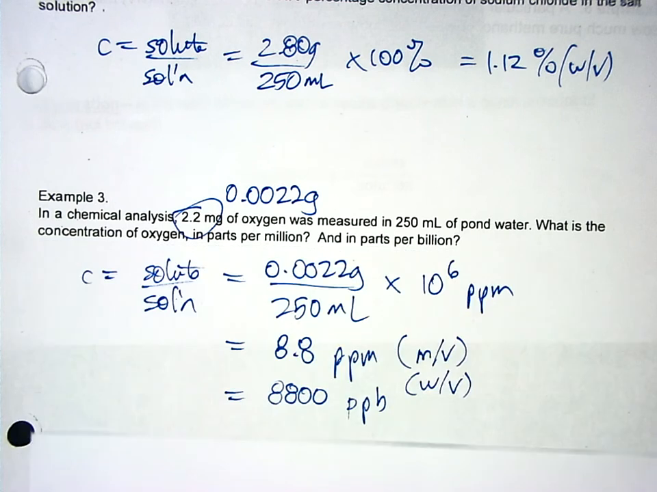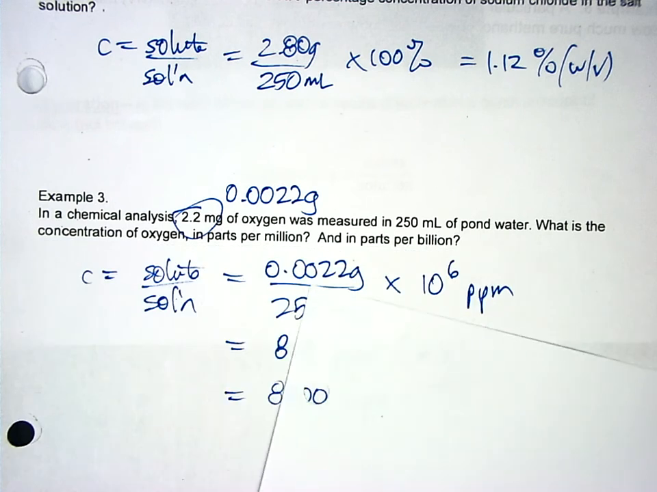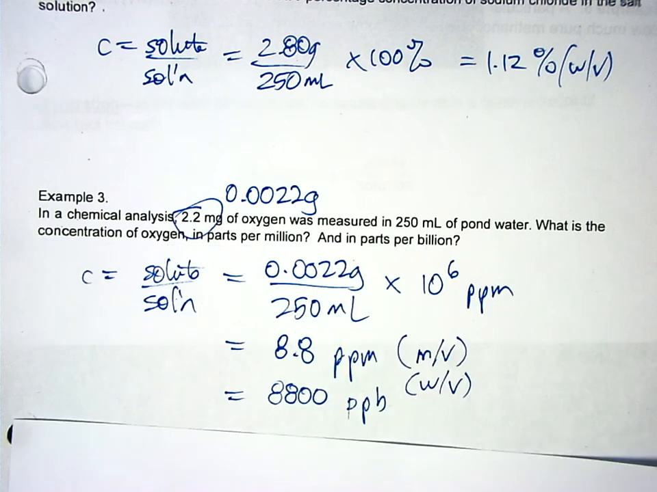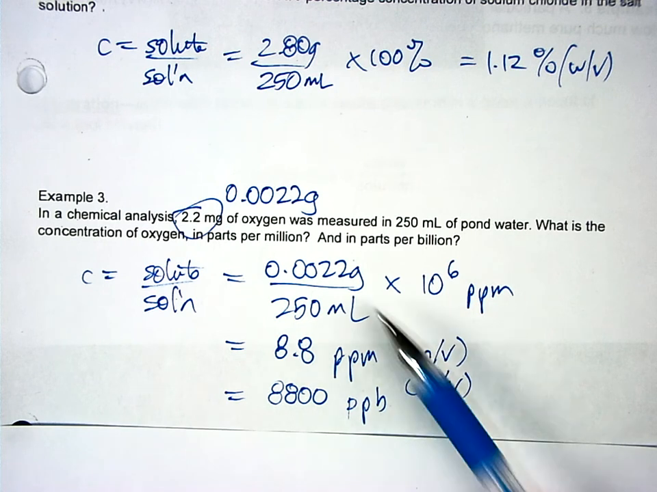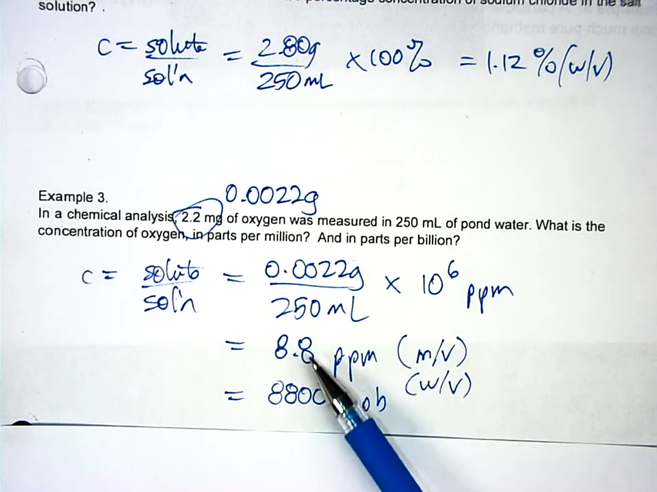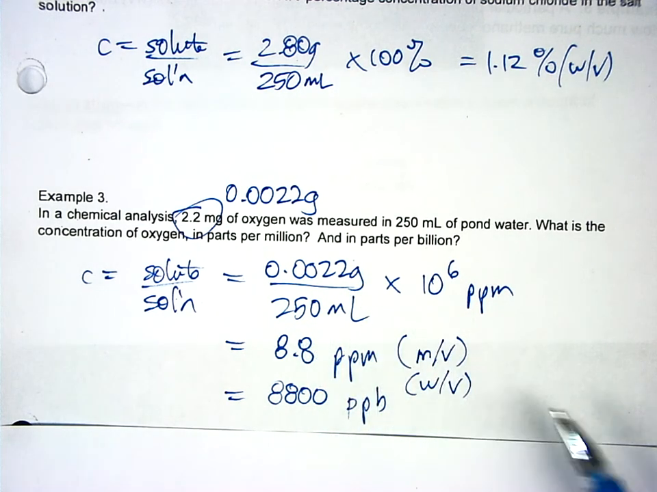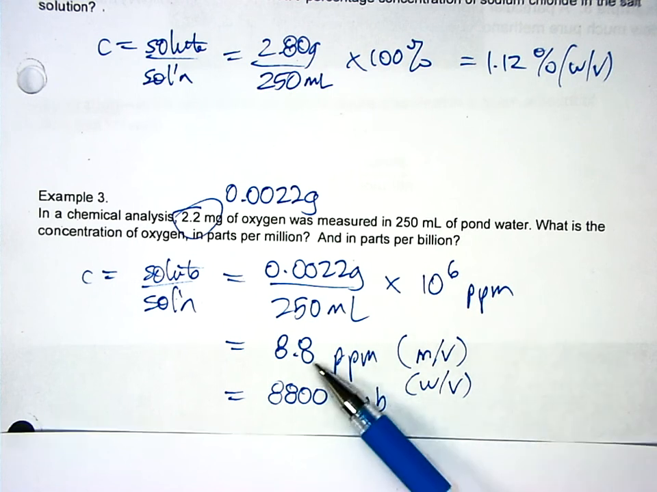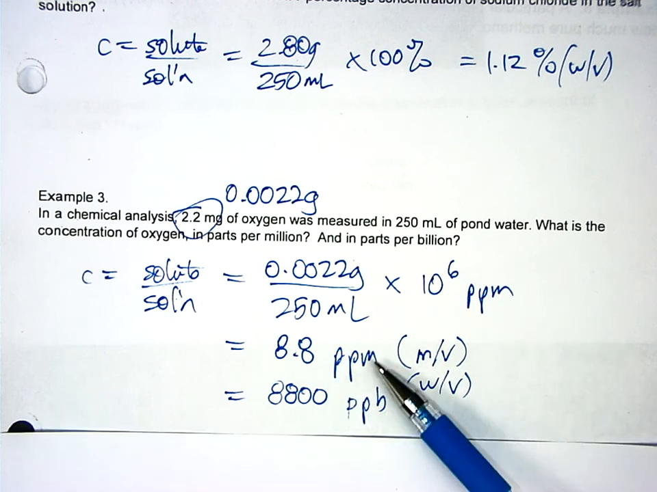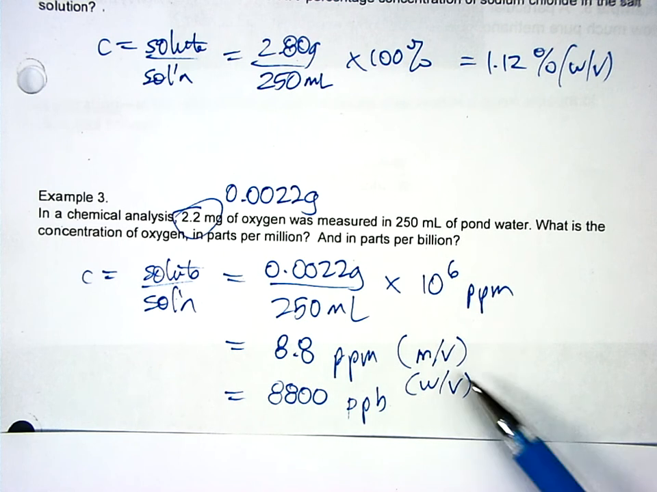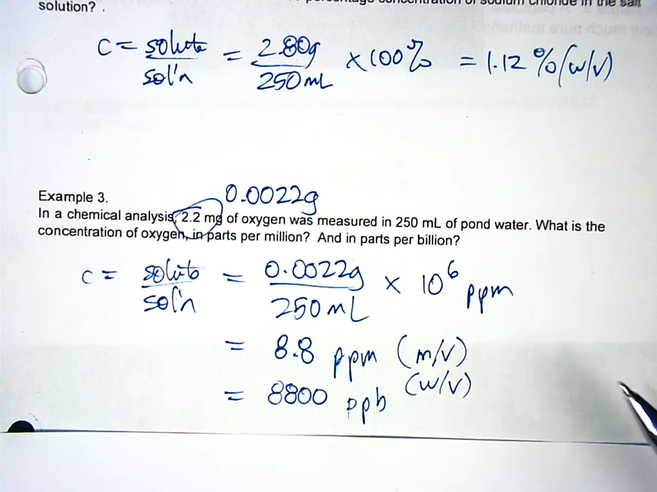Okay, coming back, here we are. We've changed the amount of the solute to grams. These are compatible units, so they cancel out. Multiply it by 1,000,000. I got 8.8 parts per million. If I wanted to change it to parts per billion, I just have to multiply this by another 1,000, and I get parts per billion. Okay, try example 4 on the back.